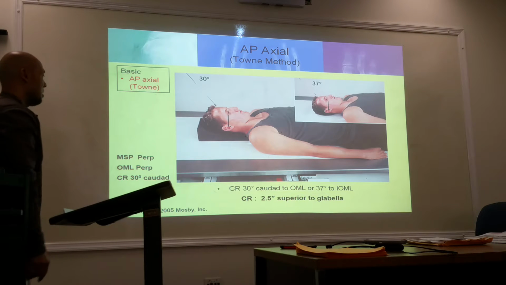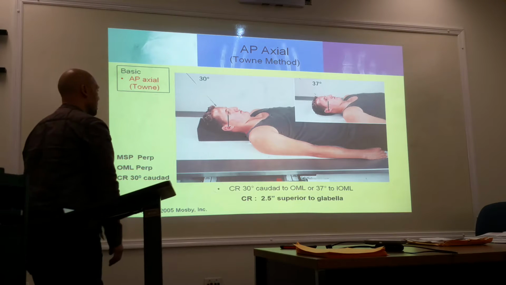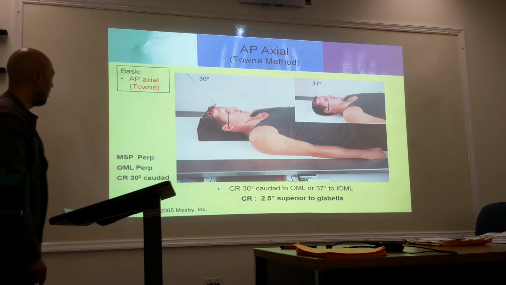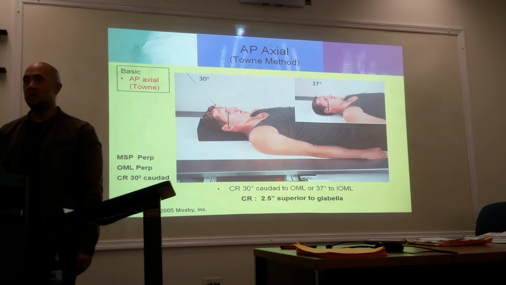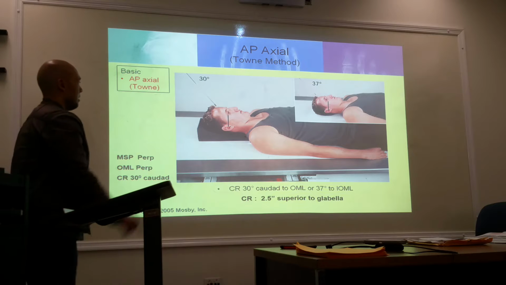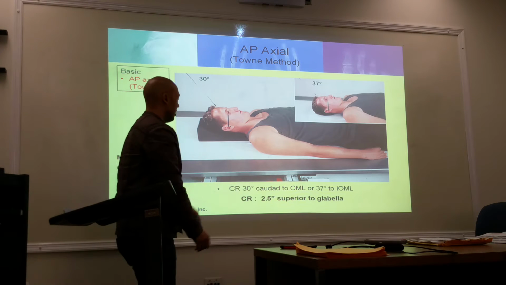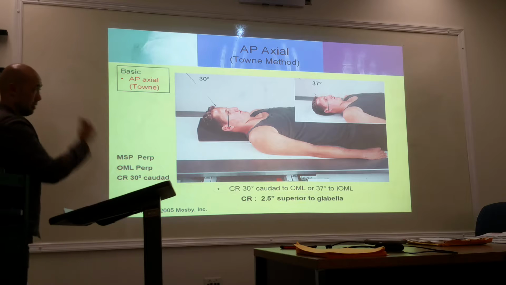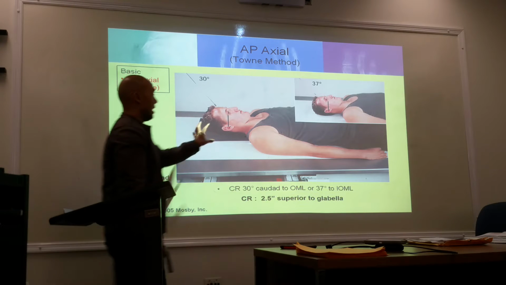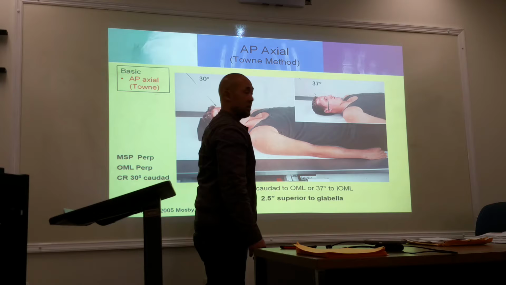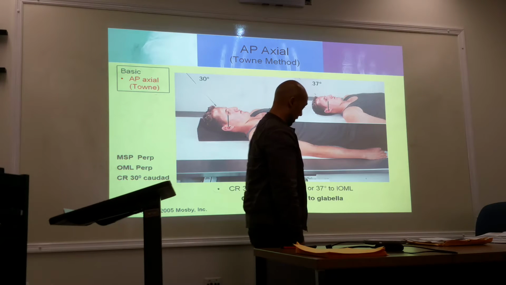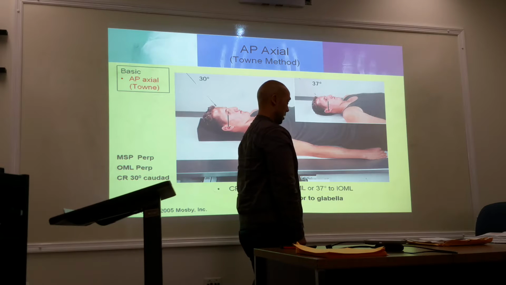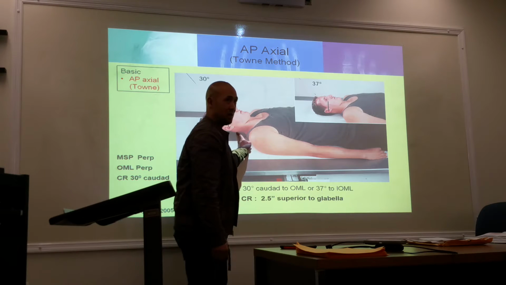The angulation that we're going to use here is 30 degrees to enter 2.5 inches above the glabella. 30 degrees caudally towards the feet, 2.5 inches above the glabella. Now, to accomplish this, OML perpendicular to the image receptor, you have to do a really good and tight chin tuck. Okay? Some can't do that.